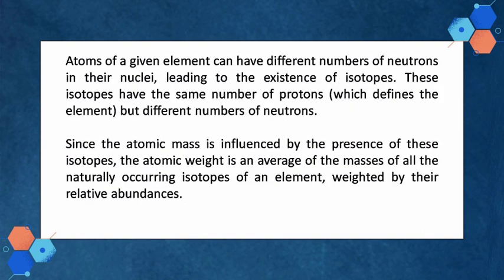Atoms of a given element can have different numbers of neutrons in their nuclei, leading to the existence of isotopes. These isotopes have the same number of protons, which defines the element, but different numbers of neutrons. Since the atomic mass is influenced by the presence of these isotopes, the atomic weight is an average of the masses of all the naturally occurring isotopes of an element, weighted by their relative abundances.